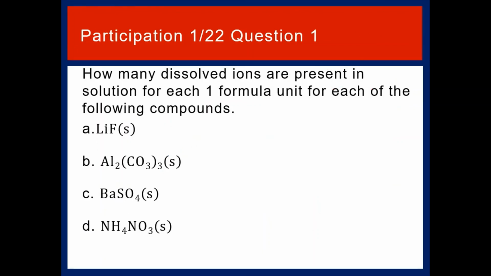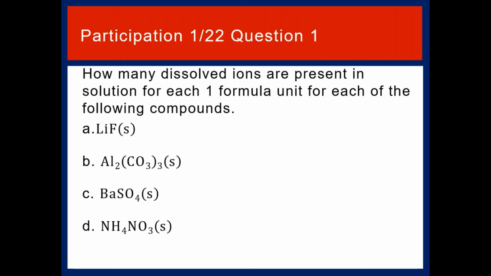Bringing us to question 1 for participation 122. How many dissolved ions are present in solution for each one formula unit for each of the following compounds? So I have 4 ionic compounds. First is lithium fluoride, LiF, aluminum carbonate, Al2(CO3)3, barium sulfate, BaSO4, and ammonium nitrate, which is NH4NO3.